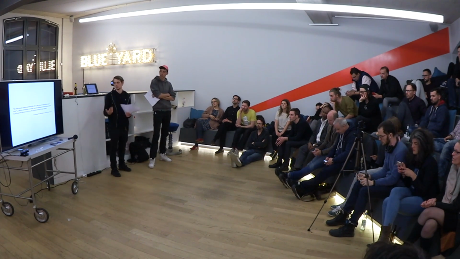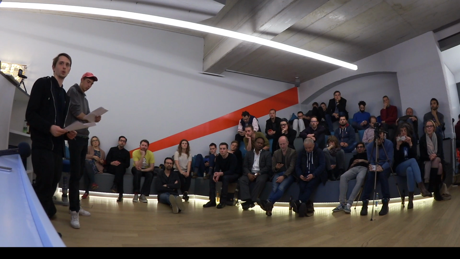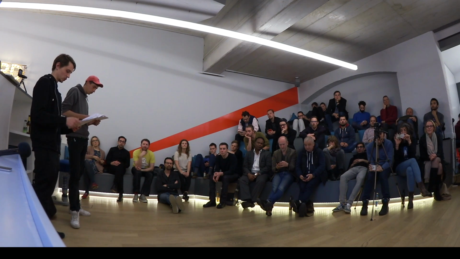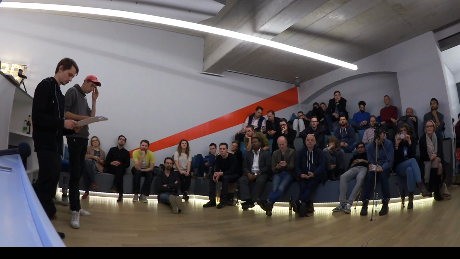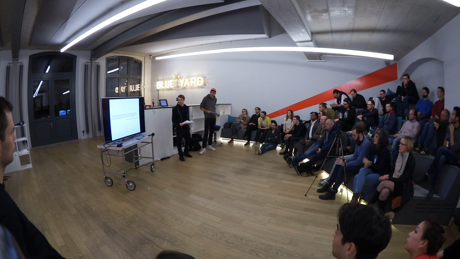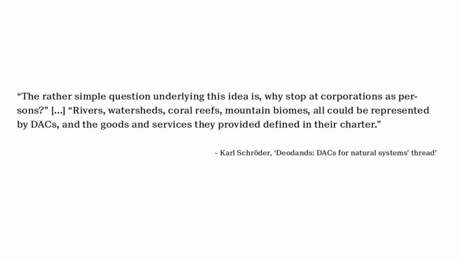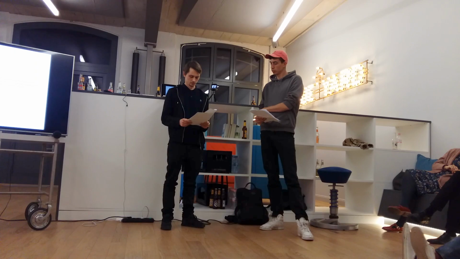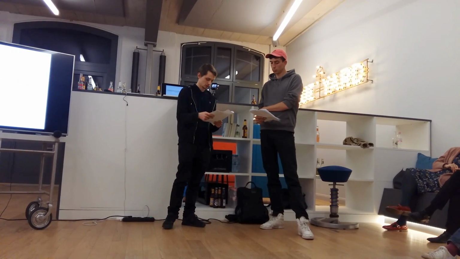And there was also another thread which we found later, when we looked into this technology and the ideas which emerged from it. This is already from, I think, 2013, and it poses the rather simple question underlying this idea: why stop at corporations as persons? Rivers, watersheds, coral reefs, mountain biomes all could be represented by decentralized autonomous corporations and the goods and services they provide defined in their charter. So Karl Schröder is a science fiction author who also writes quite interesting books.